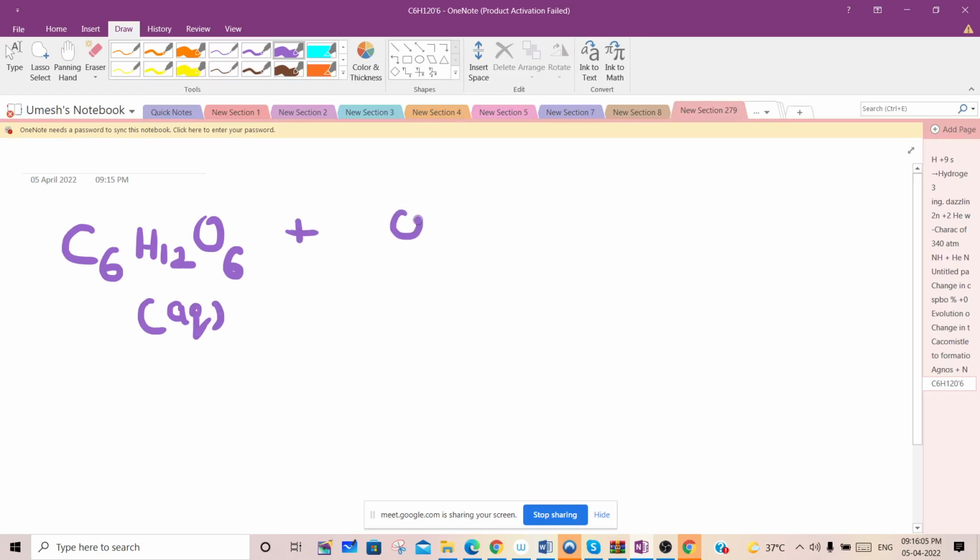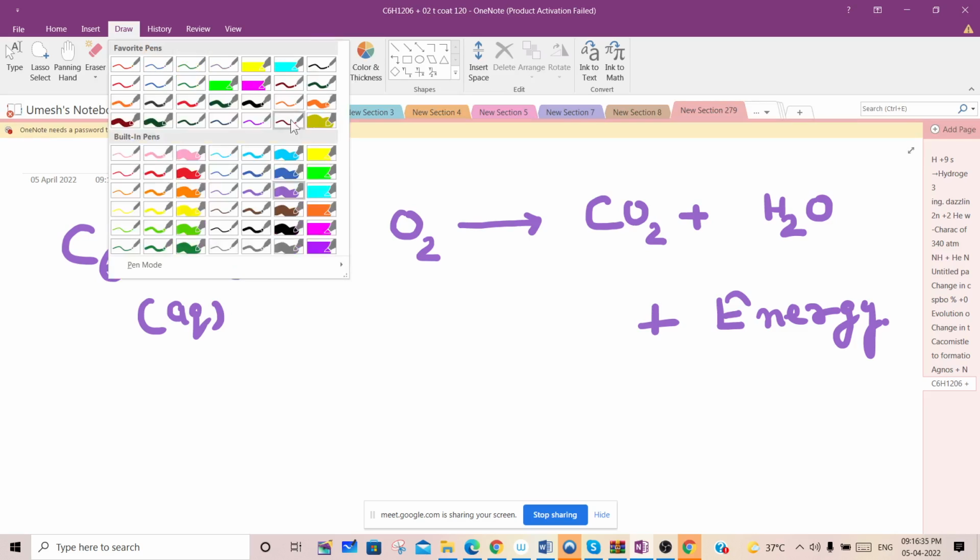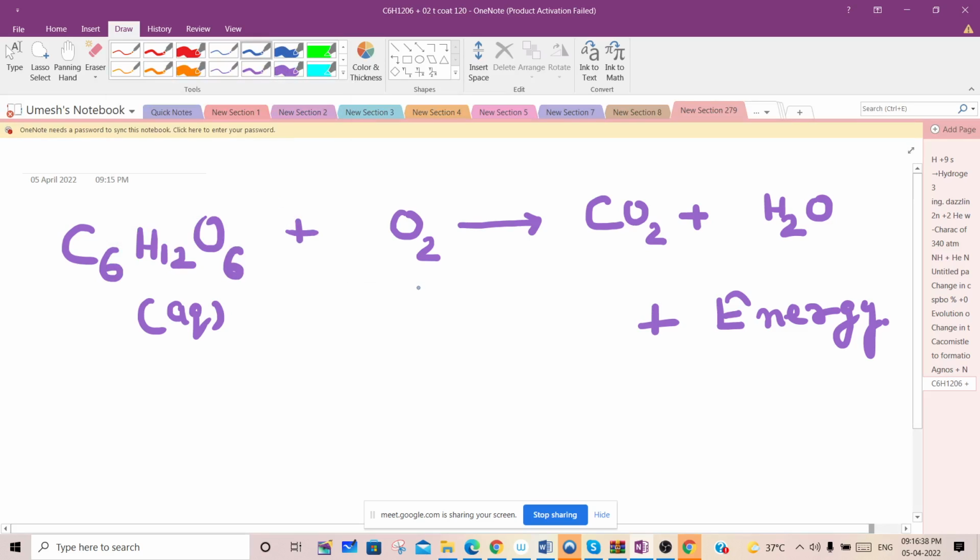Now this glucose reacts with oxygen. When we eat it and it goes in our body, it undergoes oxidation in our body cells, and it produces carbon dioxide and water. Along with that, it produces the energy that we use for our working. So, can you balance the equation? I want everyone to start with the balancing part.